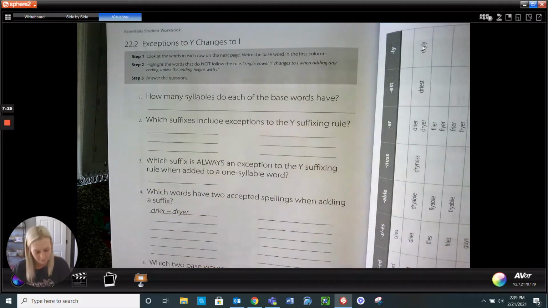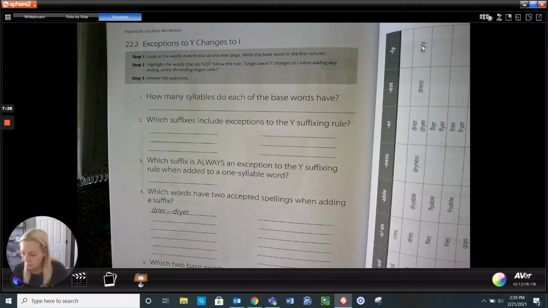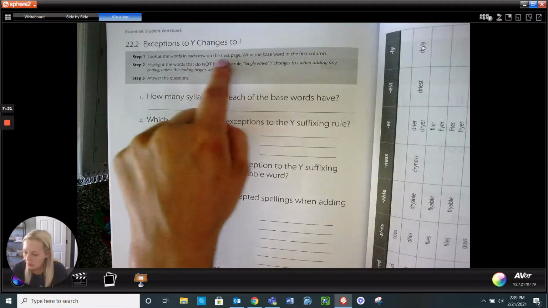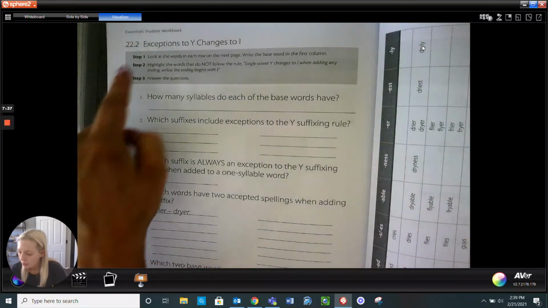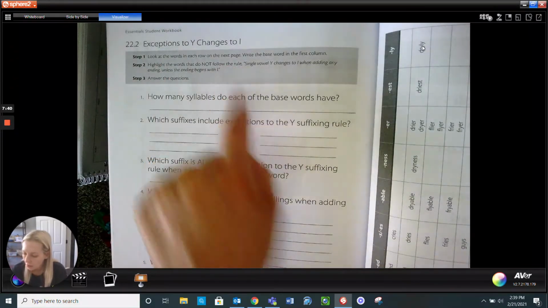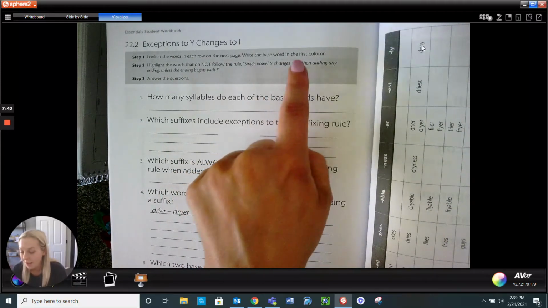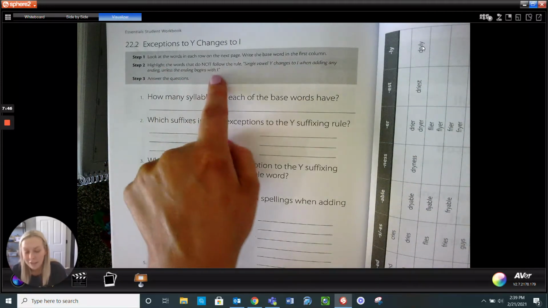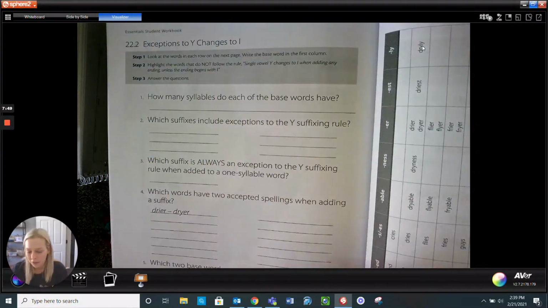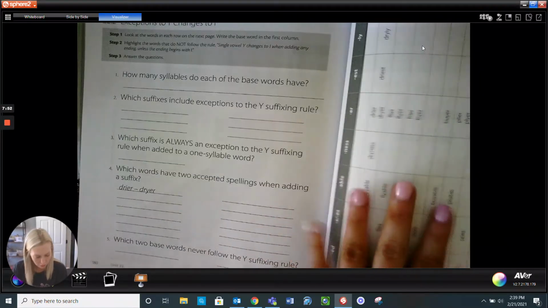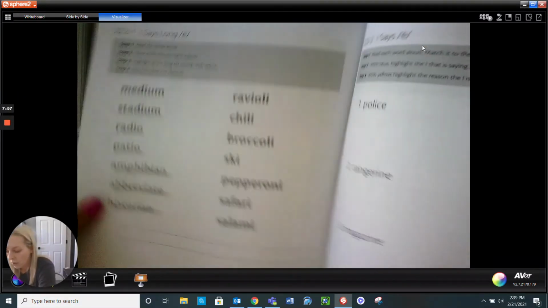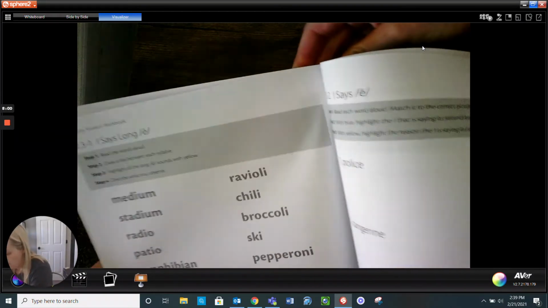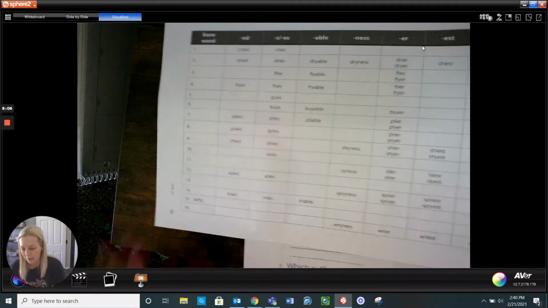Looks like this. All right. Step 1, look at the words in each row on the next page. Write the base word in the first column. Step 2, highlight the words that do not follow the rule single vowel Y changes to I when adding any ending unless the ending begins with I. And then answer these questions. So it's talking about these over on this page, on page 181. I'm going to go ahead and tear out my page, but you can leave yours in your book, just so we can look at it a little easier.